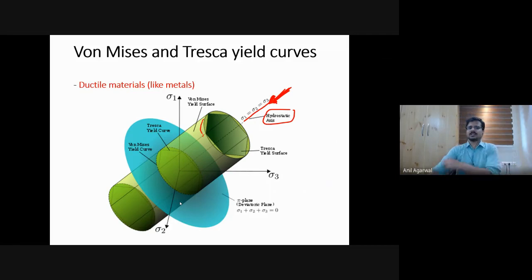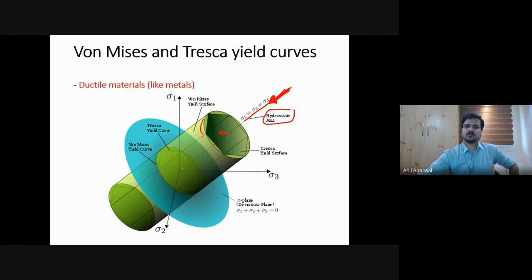So basically, the movement you can define in two ways. One is that you are moving only along sigma 1, sigma 2, sigma 3 all equal to each other. That is your hydrostatic plane, hydrostatic axis. And the other one is the deviatoric plane. As soon as you move away from it, right?